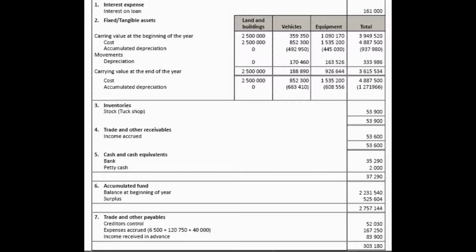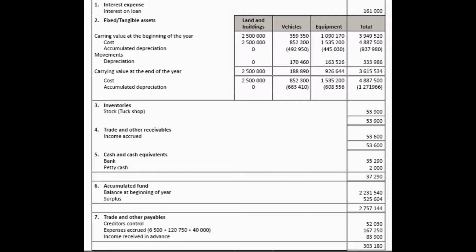Those amounts, you get all those amounts in the pre-adjustment trial balance, the cost price of the vehicles and equipment and land and buildings, the accumulated depreciation. Okay. And then under movements, you get the amount for depreciation, and that was the adjustment. We've already calculated that, the depreciation on vehicles and equipment, and we got a total for 333,986.